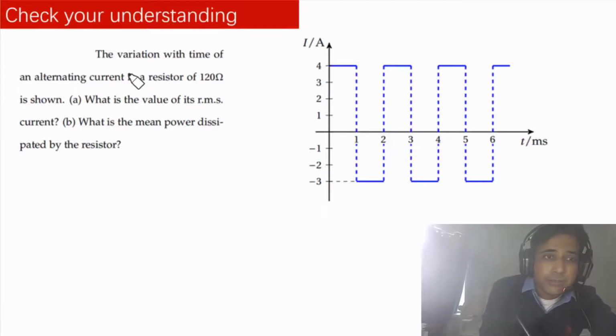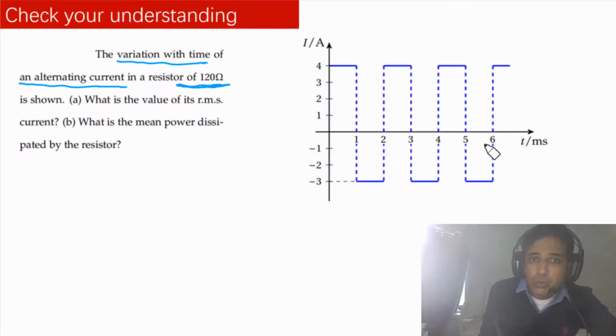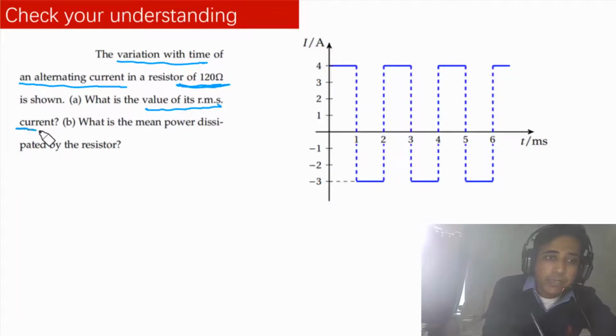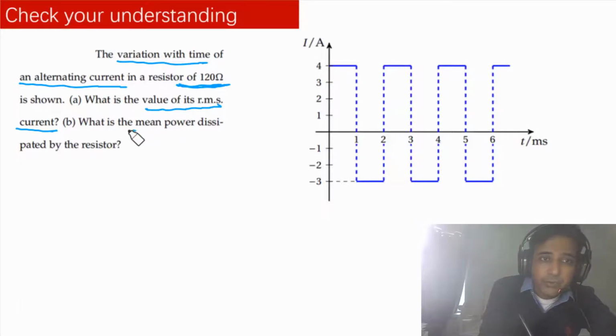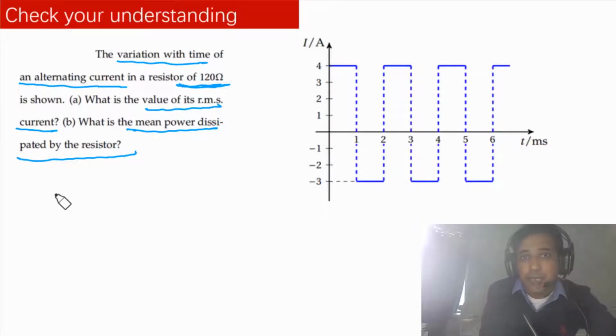For this question, it is given to us the variation with time of an alternating current in a resistor of 120 ohms is shown in the figure. What is the value of its RMS current? For part B, we need to calculate what is the mean power dissipated by the resistor. So first of all, we need to calculate RMS value, IRMS.